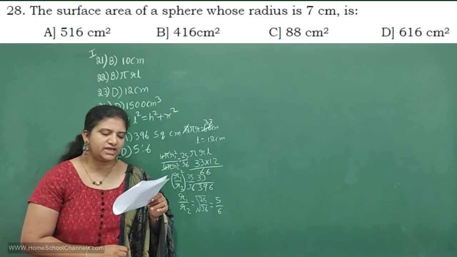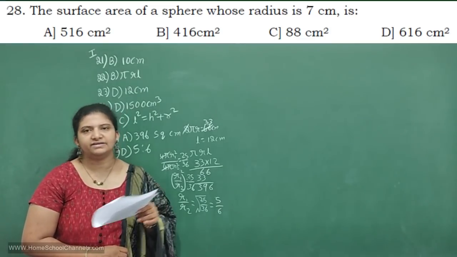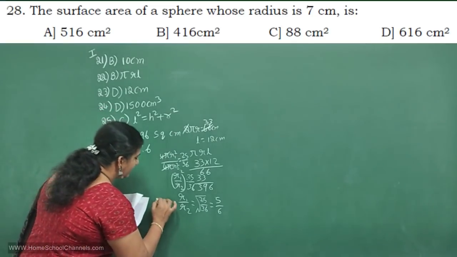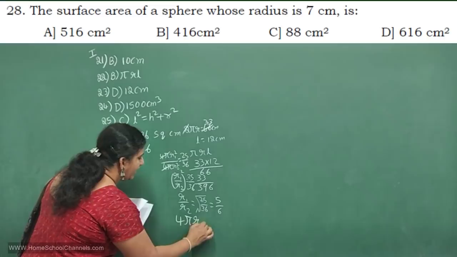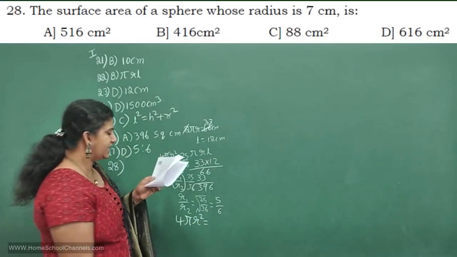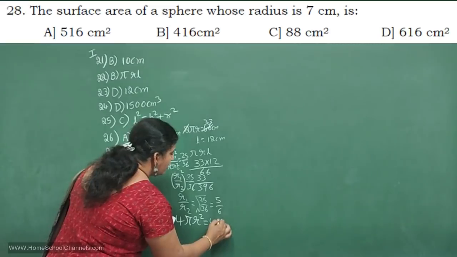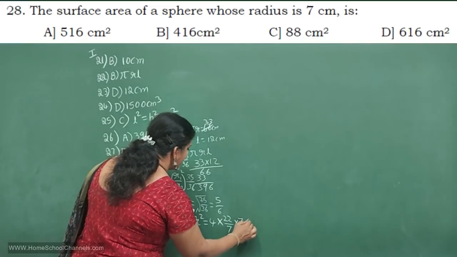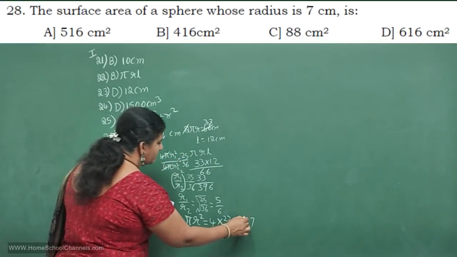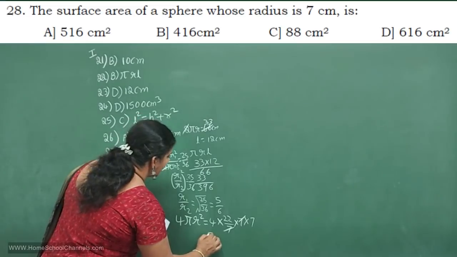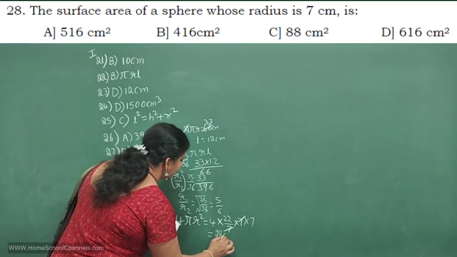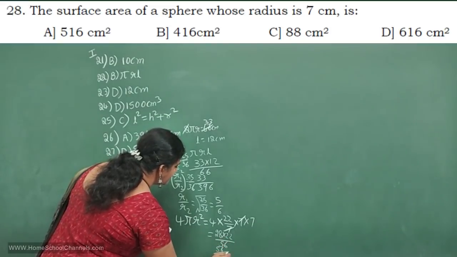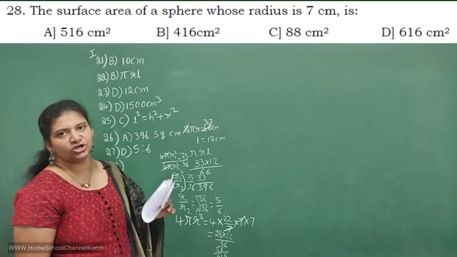28th one. The surface area of a sphere whose radius is 7 centimeter. What is the surface area of a sphere? We know that it is 4 pi r square. Radius given 7 centimeter. Find the surface area. 4 into pi value is 22/7, radius 7 into 7 by r square 2 times multiply. Then this will be 7 4s are 28 into 22 multiply. 616 is your answer.